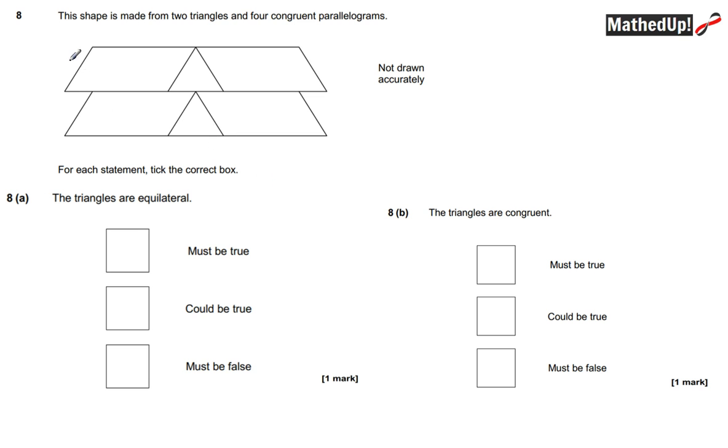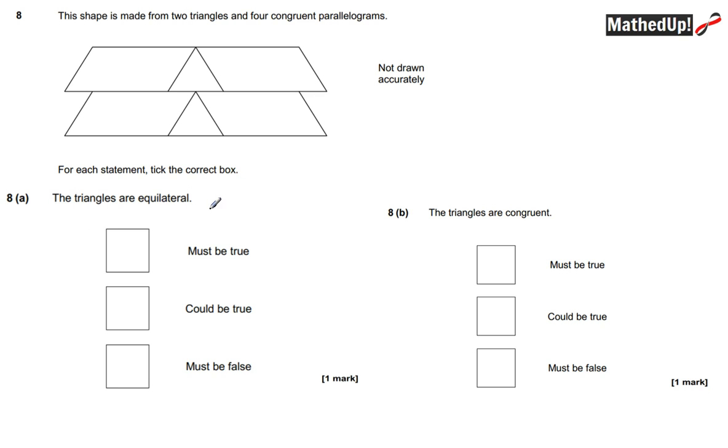Okay, question 8. This shape is made from 2 triangles and 4 congruent parallelograms. So congruent parallelograms means that they're exactly the same size and shape as one another and contain the same angles. For each statement, we need to tick the correct box.